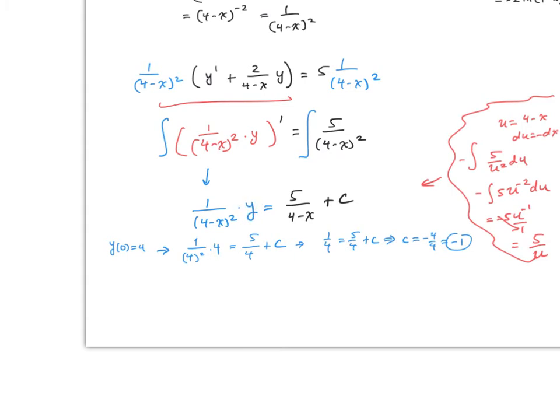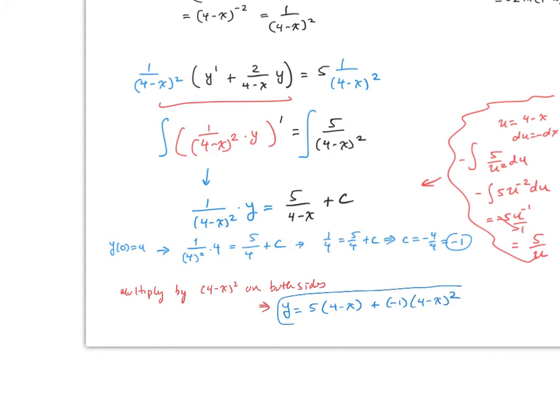Now, finally, the last step is you need to leave y by itself. So to leave y by itself, you need to multiply both sides by 4 minus x squared. So if we do that, so you multiply by 4 minus x squared on both sides, we end up with this. On the left side, you have y, which is what you want, and the other side, you're going to have 5 times just 4 minus x, and this would be now minus 1 times 4 minus x squared. And that's it. There's no need to simplify anymore.